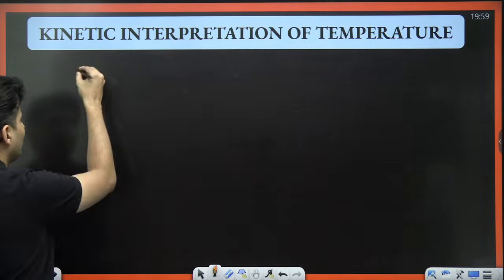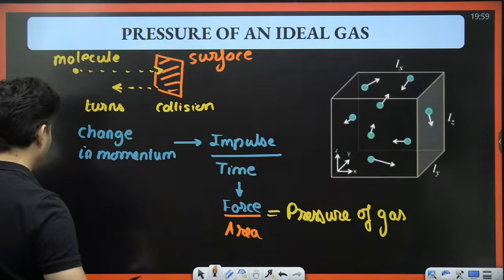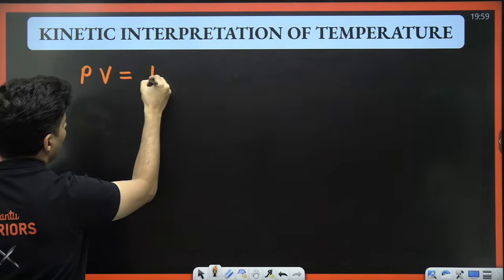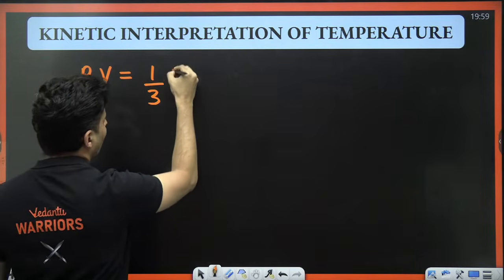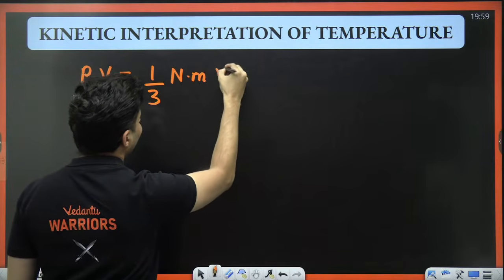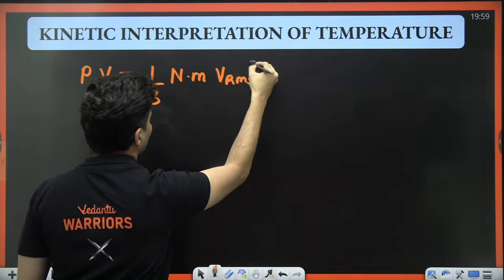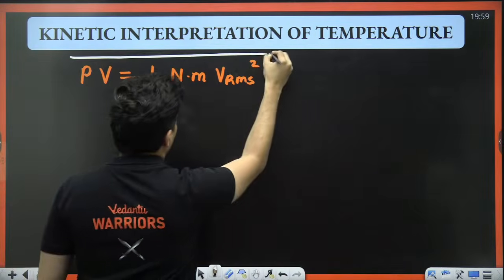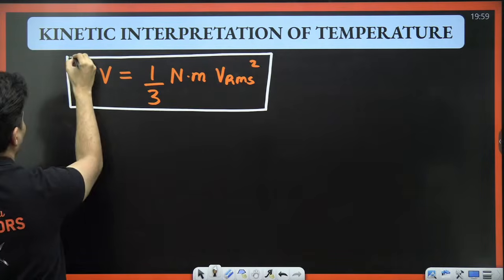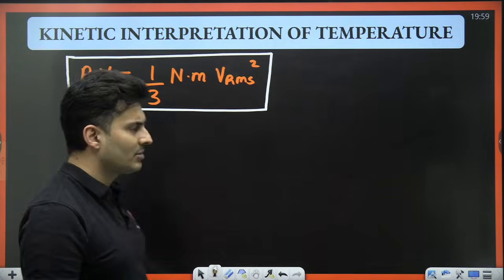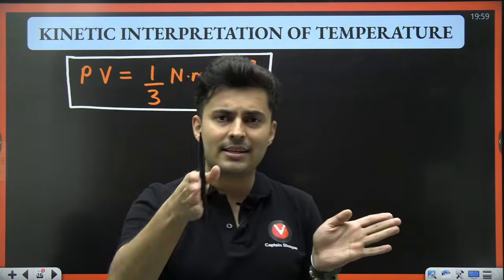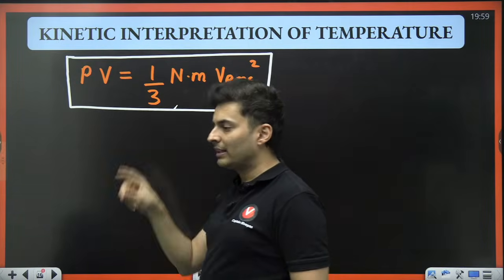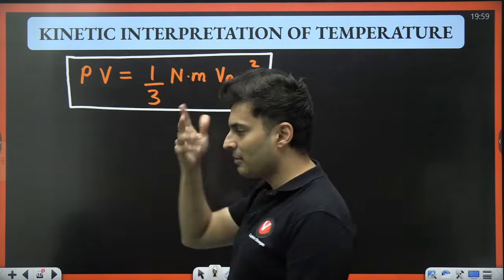And the final formula that you get after doing this mathematics is something called PV is equal to 1/3 N m V_RMS square. PV is equal to 1/3 N m V_RMS square. You can expect why that 3 comes. 3 comes because there are 3 directions, x-axis, y-axis and z-axis. So when you combine them, that's when that factor 3 comes. So that's how I remember it.